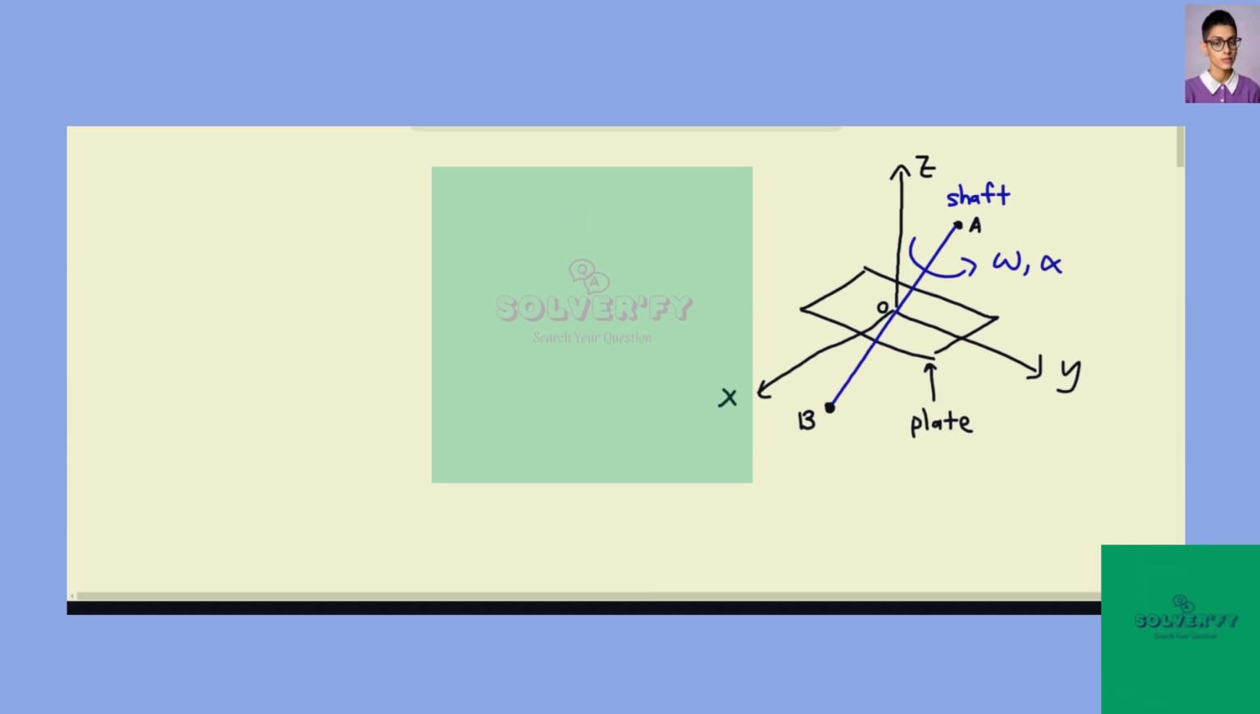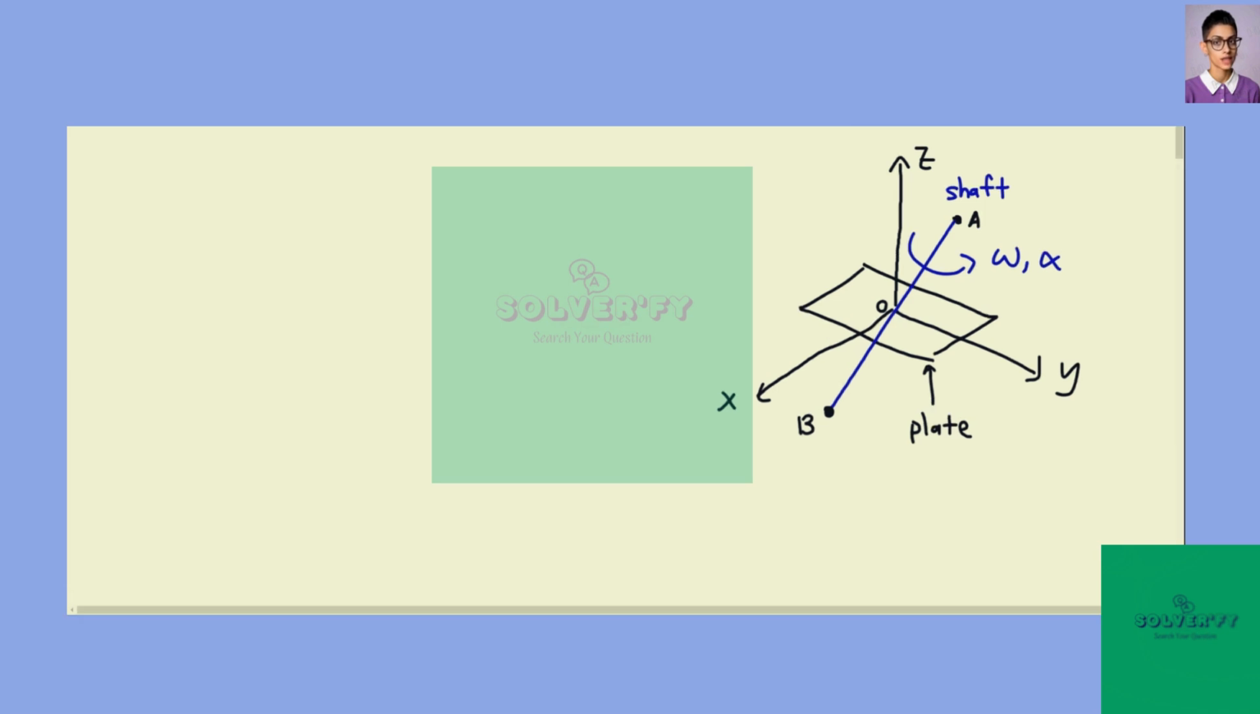In this question, we are given a shaft and a plate that rotates with constant angular velocity based on this diagram. Then we want to determine the velocity and acceleration of point C, which is located here. And we are asked to express the results in Cartesian vector form.